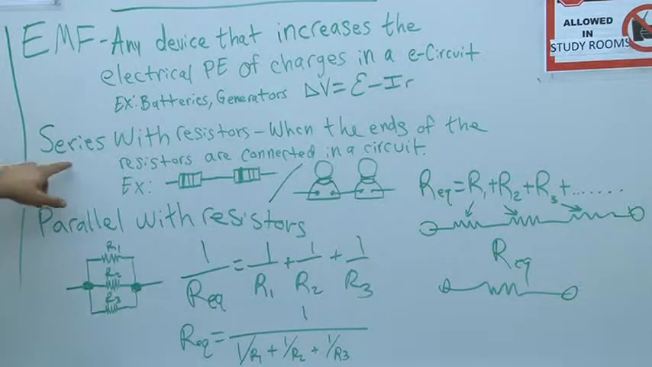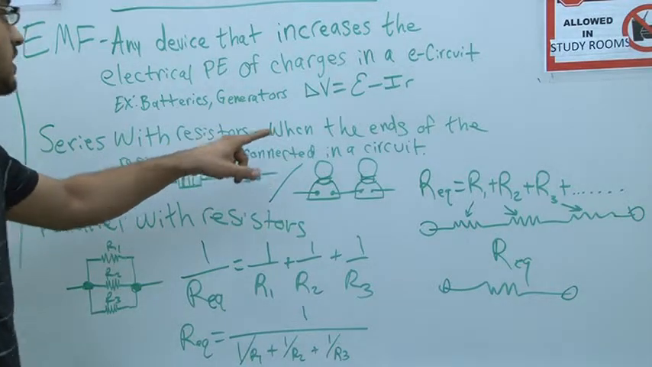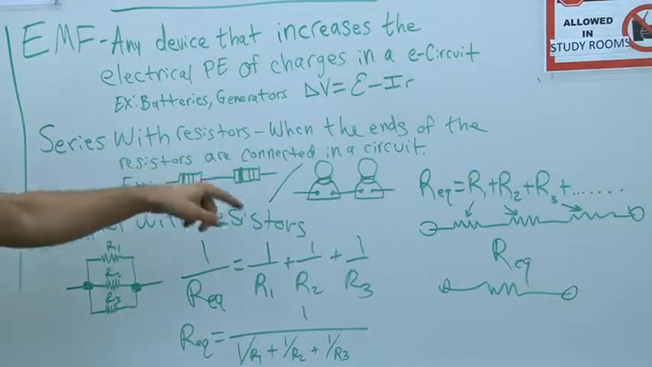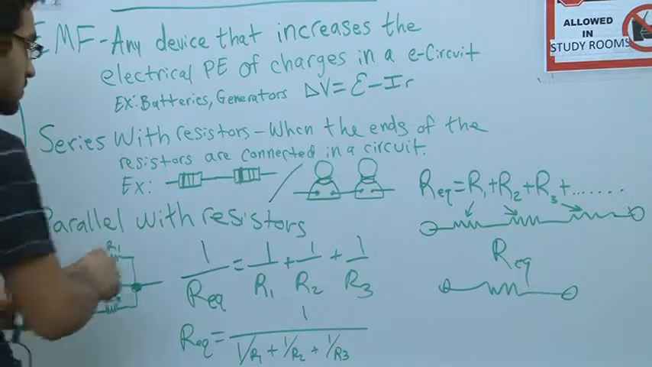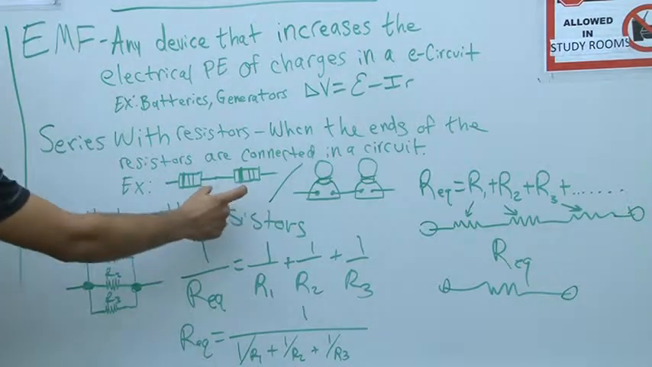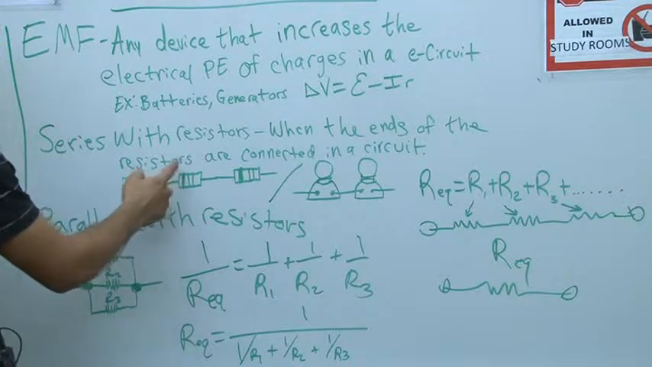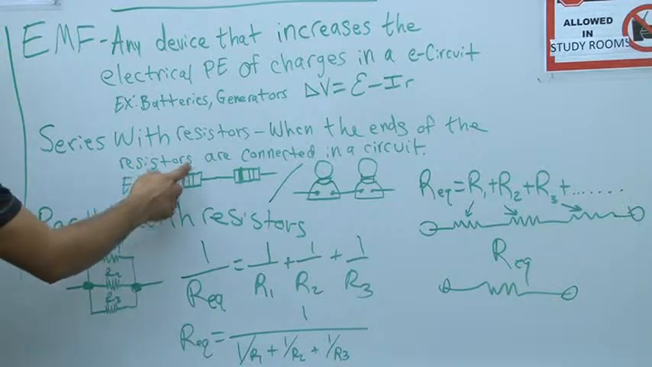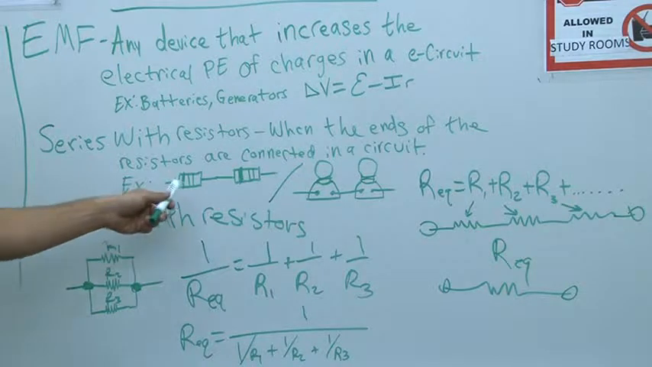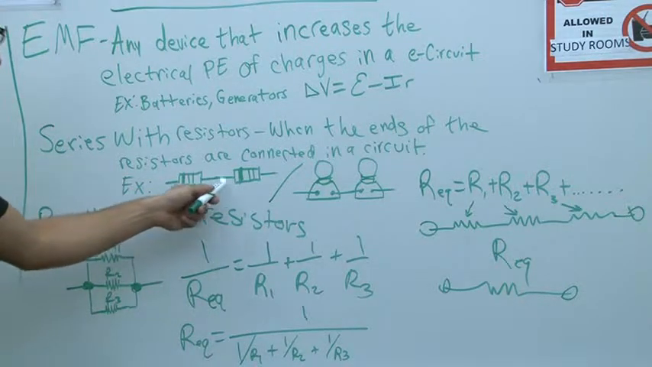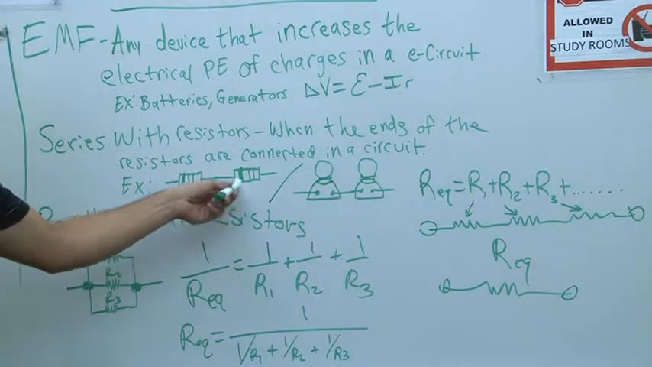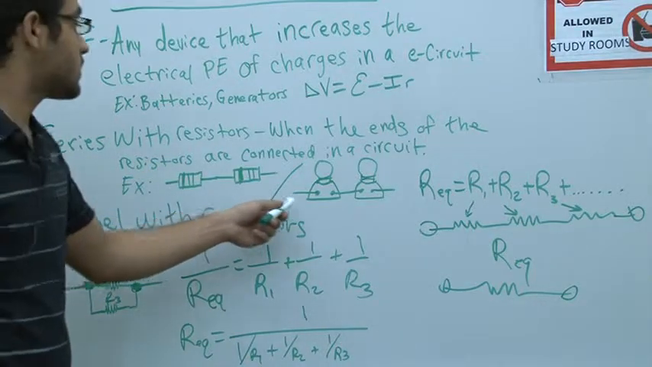Let's start with series with resistors. Series circuits with resistors. When the ends of these resistors are connected in a circuit, you can see how I drew these resistors. These are the devices that look like this. And one side is how the lines are a little bit wider than the lines on the other side. So you have this side of the resistor connecting to this side of the other resistor.